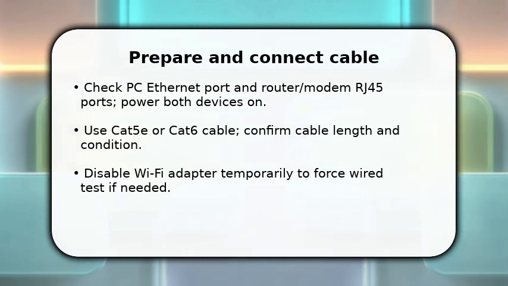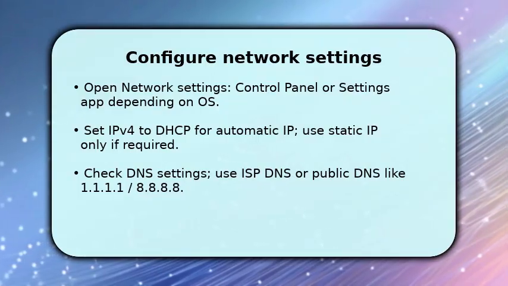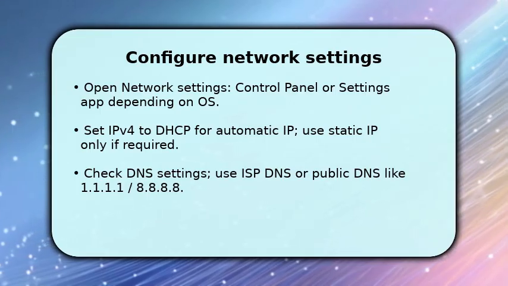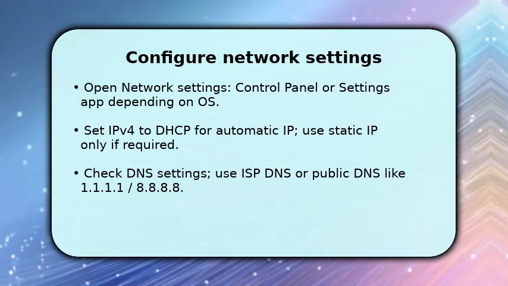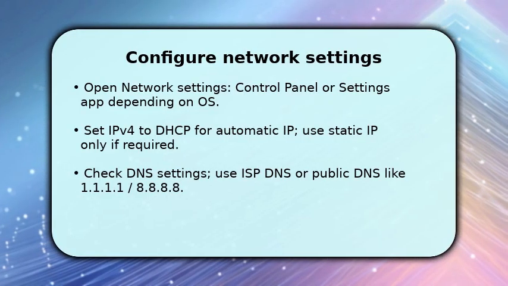On Windows, go to Settings, Network and Internet, Ethernet. On Mac OS, use System Preferences, Network. Make sure IPv4 is set to obtain an IP automatically, DHCP, unless your network requires a static address. DHCP avoids IP conflicts and simplifies setup.